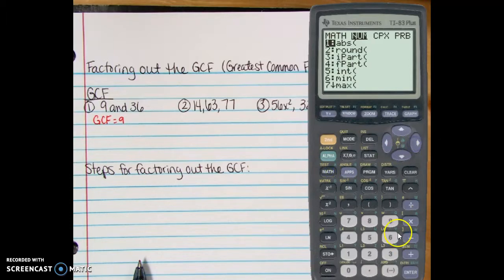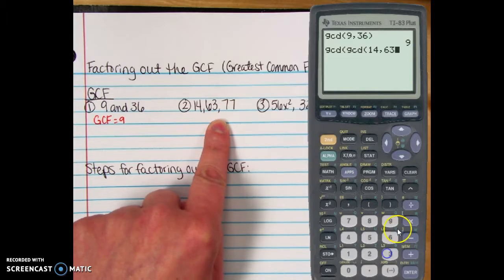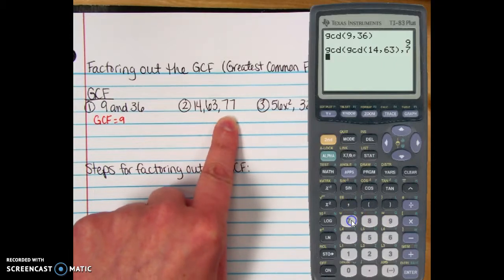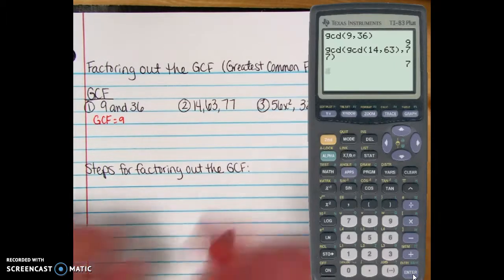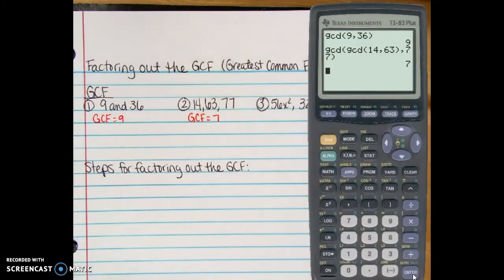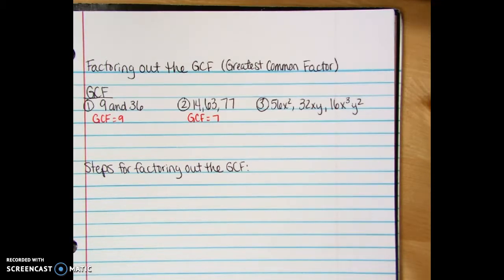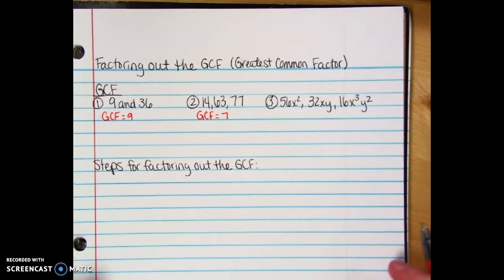So Math. Now I'll put the first 2 inside. So 14, comma, 63. Close that parenthesis, then put another comma, and then 77. And then close the parenthesis. And so my GCF here is 7. It is kind of time consuming. It's just easier to be able to multiply, but some of you were given a calculator in elementary school when you should not have been.